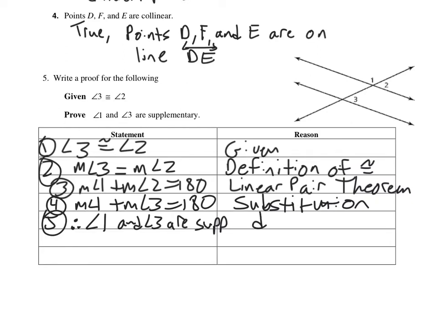Well, that's the definition of supplementary. In other words, because they're supplementary. So that's because they add up to 180. If you want to put here because they add up to 180, that's fine. You don't need to write definition of supplementary. You can just say because they add up to 180.